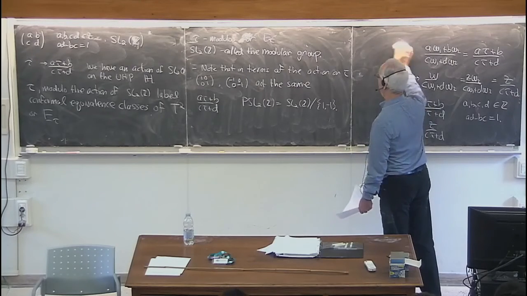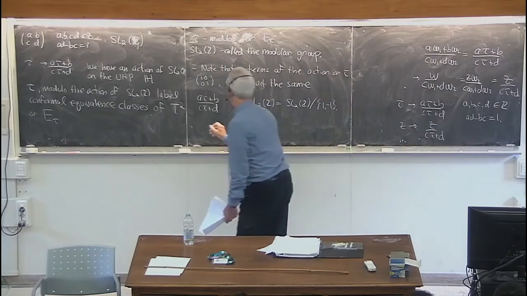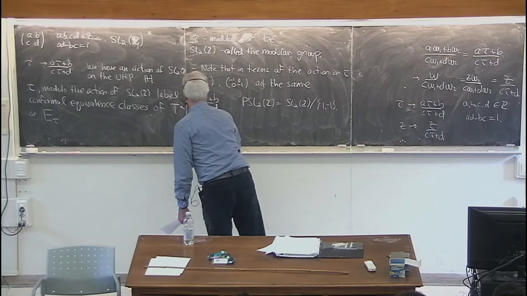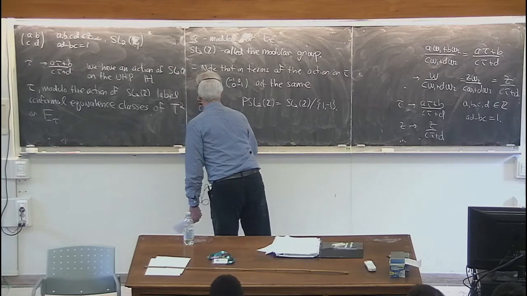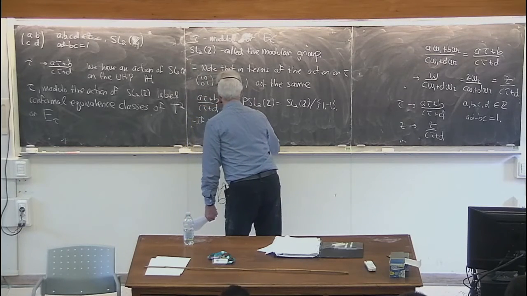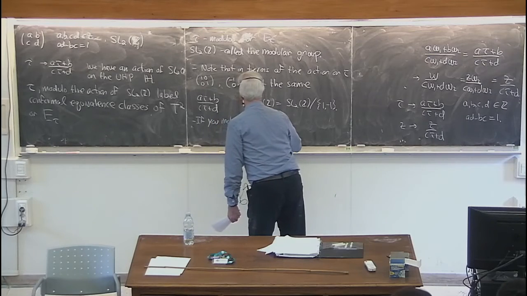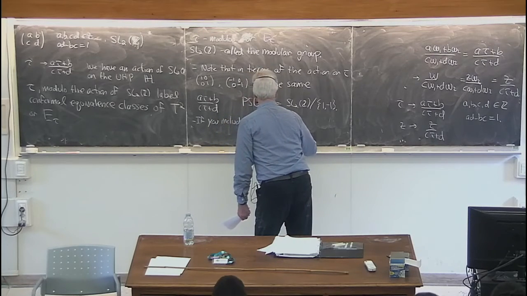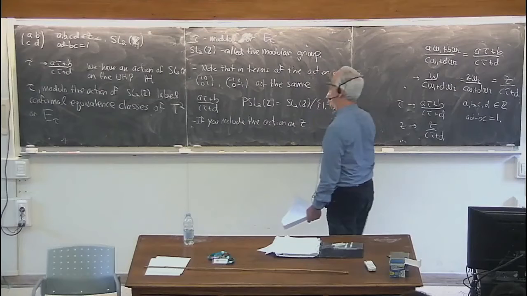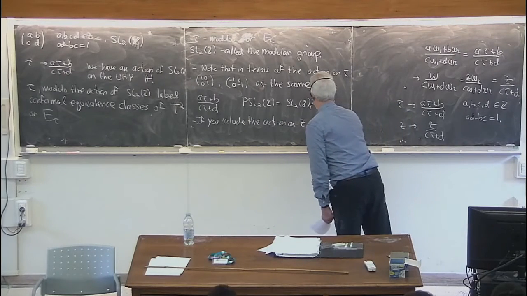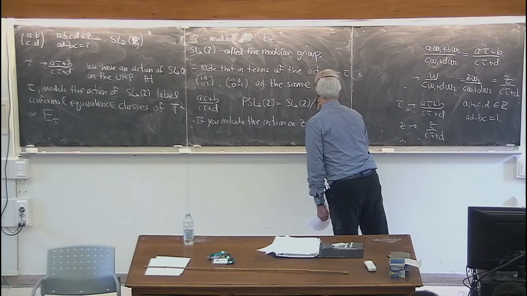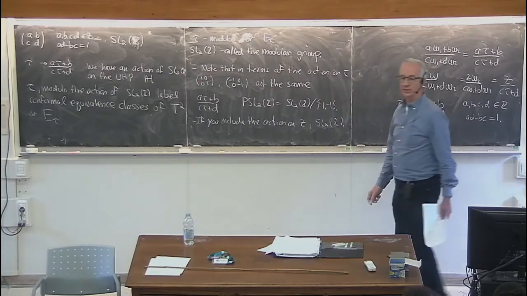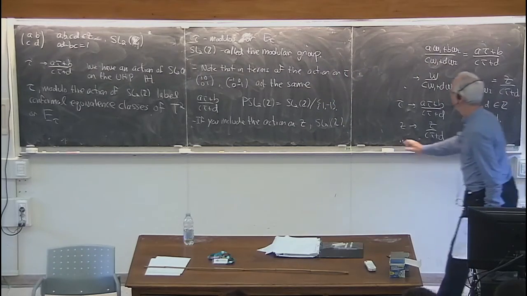But you have to be a little bit careful, which is if you include the action on Z, which is a point on this 2 torus, then you really ought to work with SL2Z, because the transformation on Z does depend on the sign.